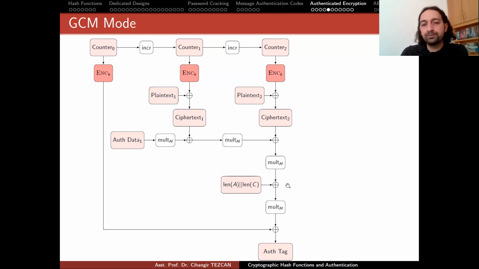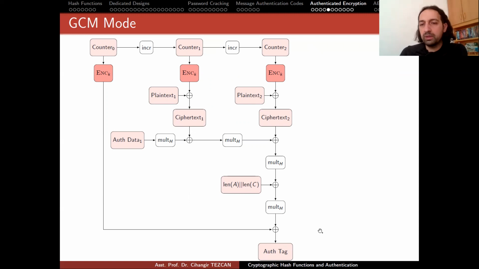So at the end, here you see that there is an XOR with len A and len C. Len A means the length of associated data. Len C means the length of the ciphertext data. So you XOR with 2 and obtain the authentication tag.